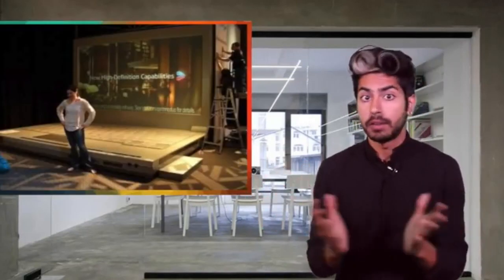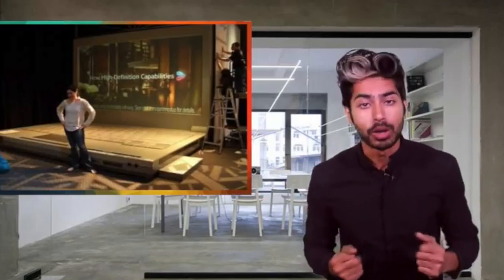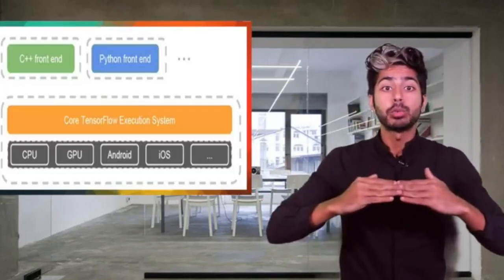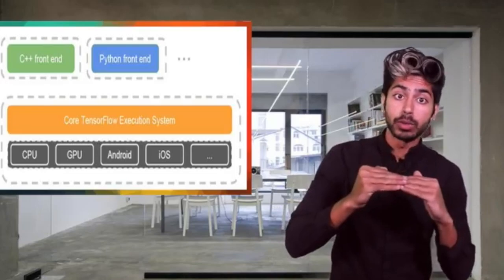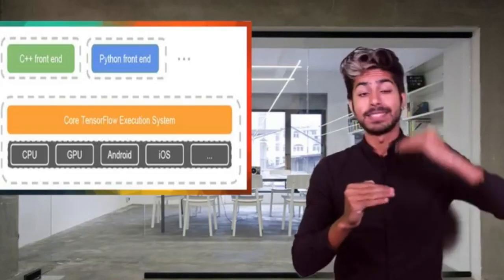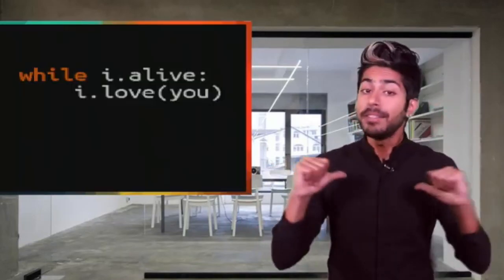Google doesn't just have a lot of data, they have the world's largest computer, so the library was built to scale. It was made to run on multiple CPUs or GPUs and even mobile operating systems, and it has several wrappers in several languages. My favorite one is Python. Objective-C, you broke my heart.